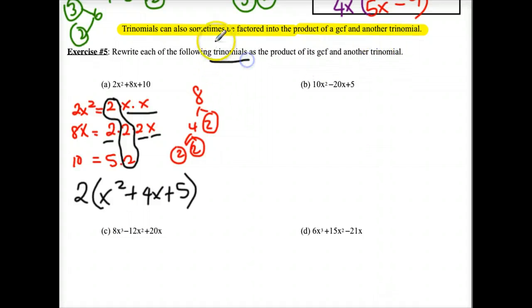Remember, trinomial means 3 terms. So it means I have a GCF and then there's another trinomial inside there, okay? Now let's look at our second example.